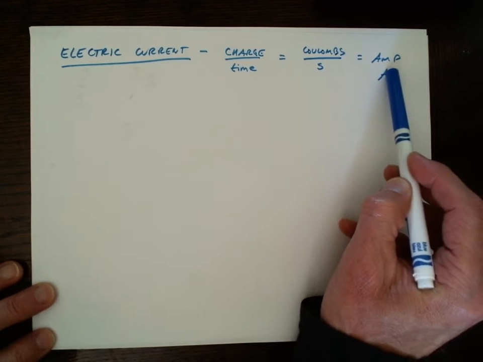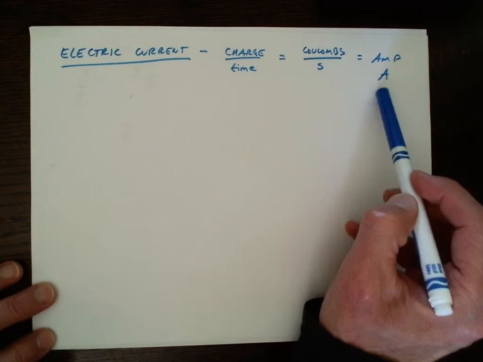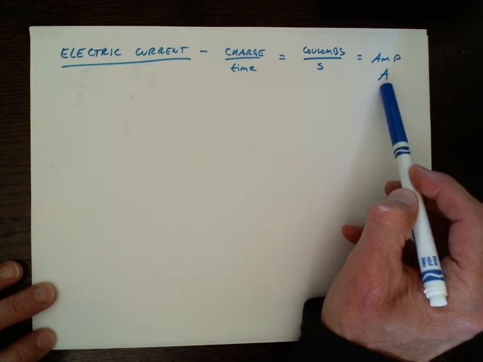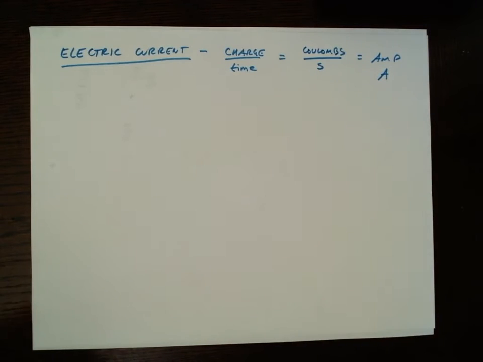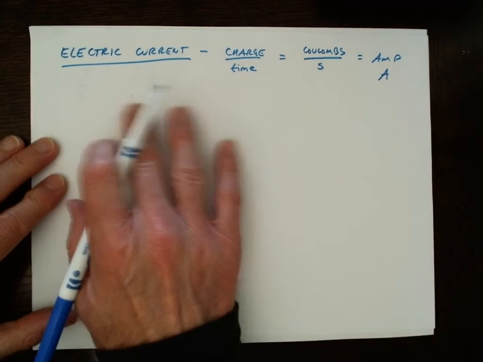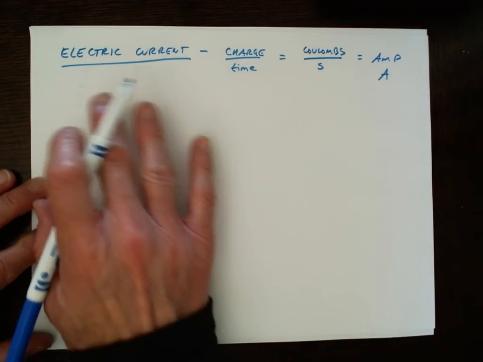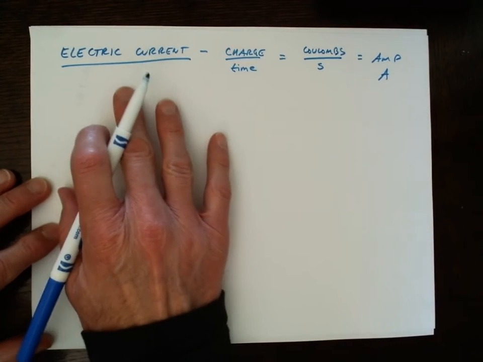Now we give coulombs per second a special unit of its own. We call it the amp or the ampere, amp for short, and that is given the symbol capital A. There are a few more things that we can use, in addition to these definitions, some things that we already know that are going to help us relate electric current to chemistry.